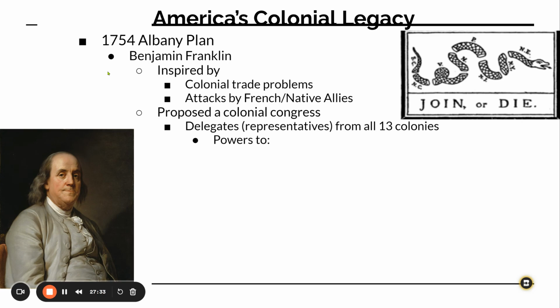And they were going to have a lot of power in Ben Franklin's idea. And they would have a power to form a colonial military. So we're not talking about militias of the colonies or of towns. We're talking about more of a permanent military establishment for an army and a navy.